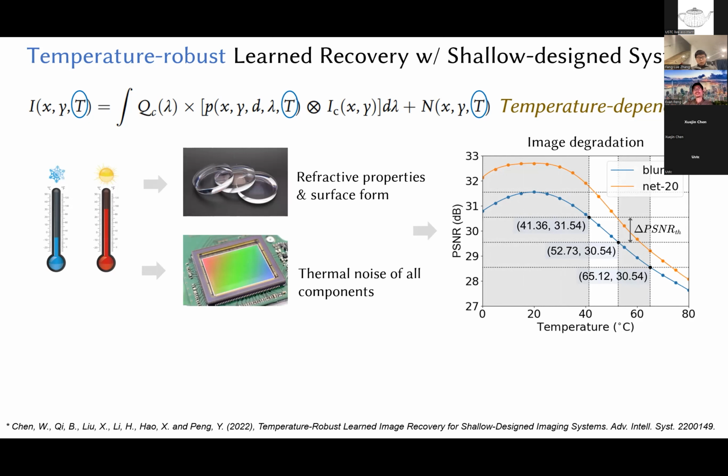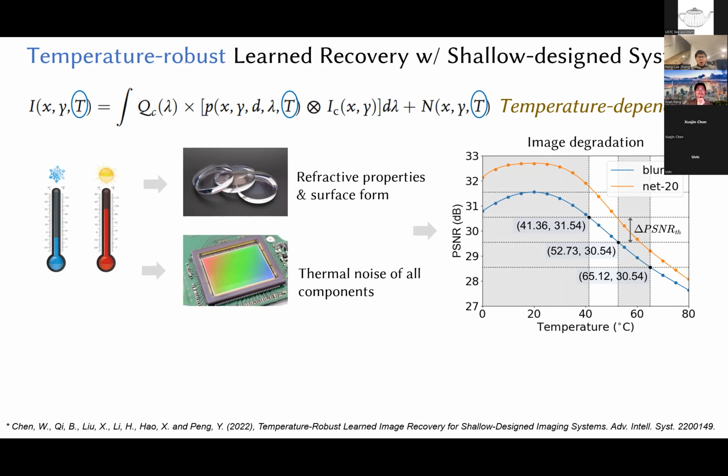As such, a shallow design imaging system records images corrupted with different levels of blur, aberration, and noise at various temperatures. So on the right, we actually did a simulation on the image dataset. You can see that different temperatures will result in different levels of image degradation, reflected by the different PSNR.